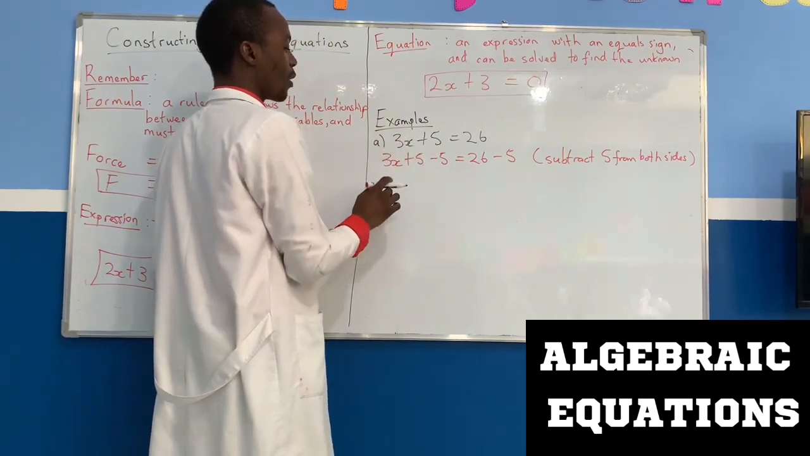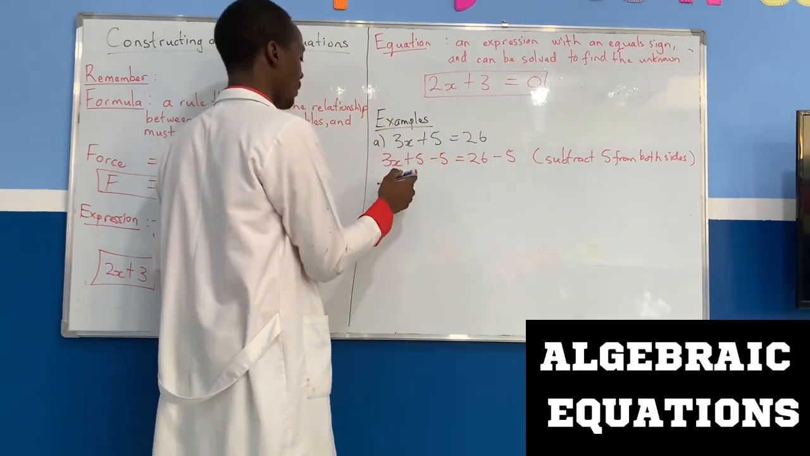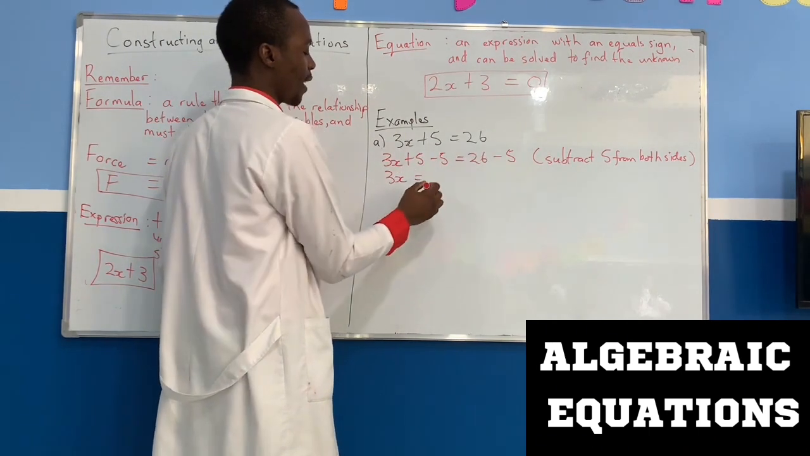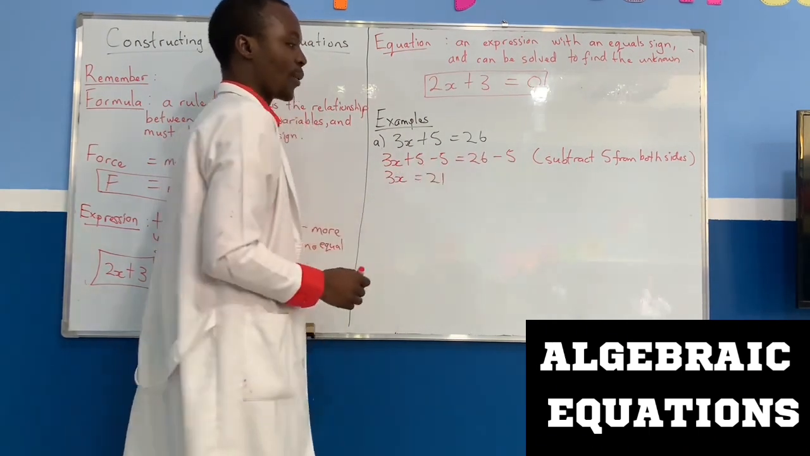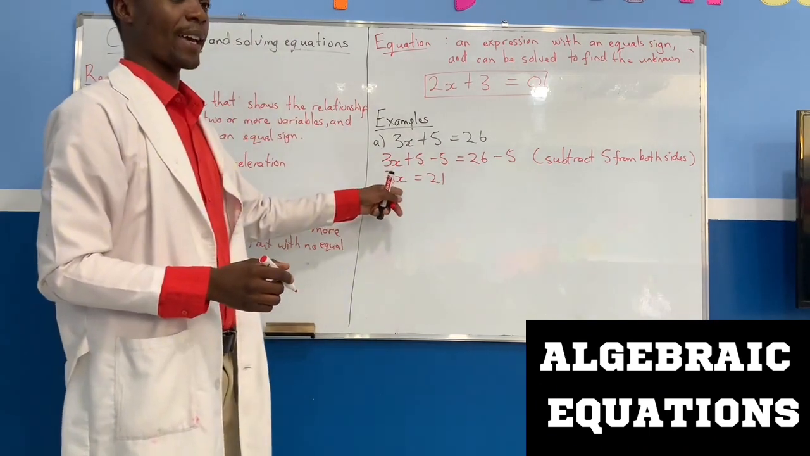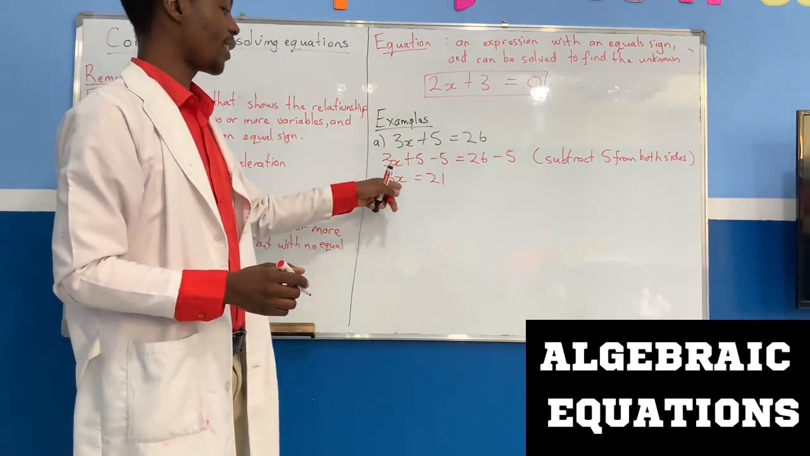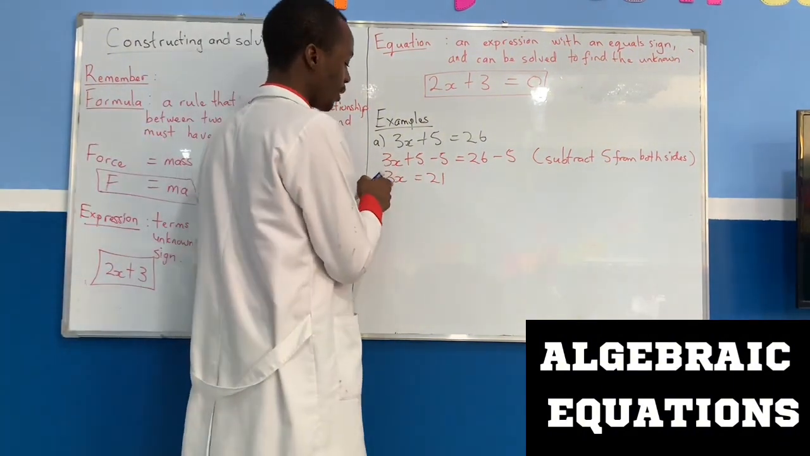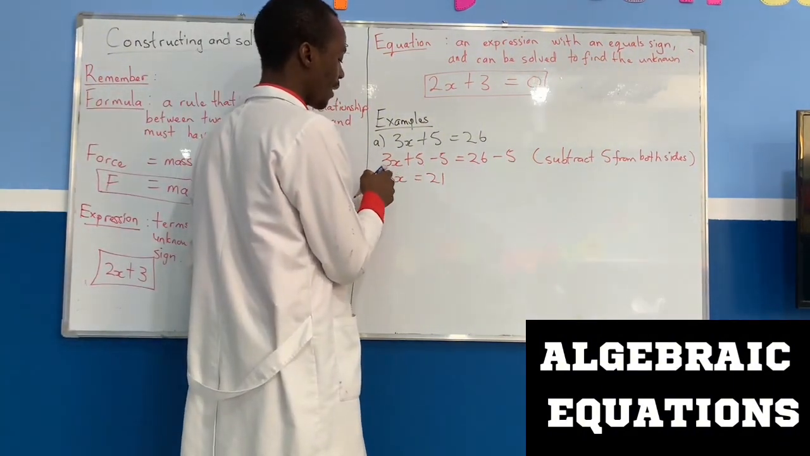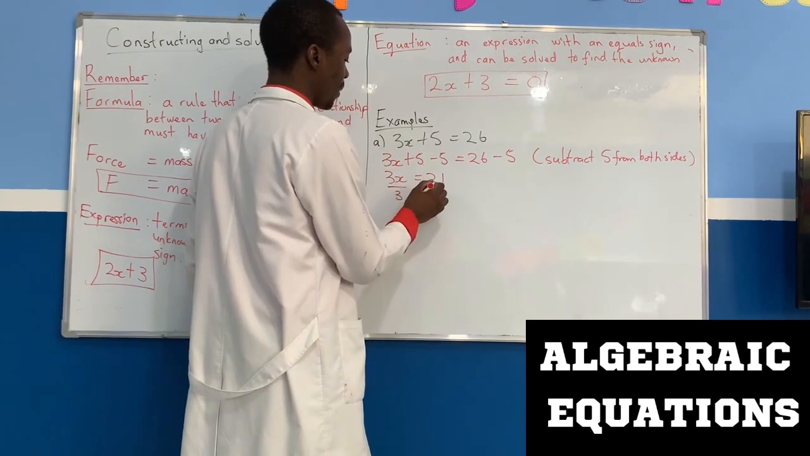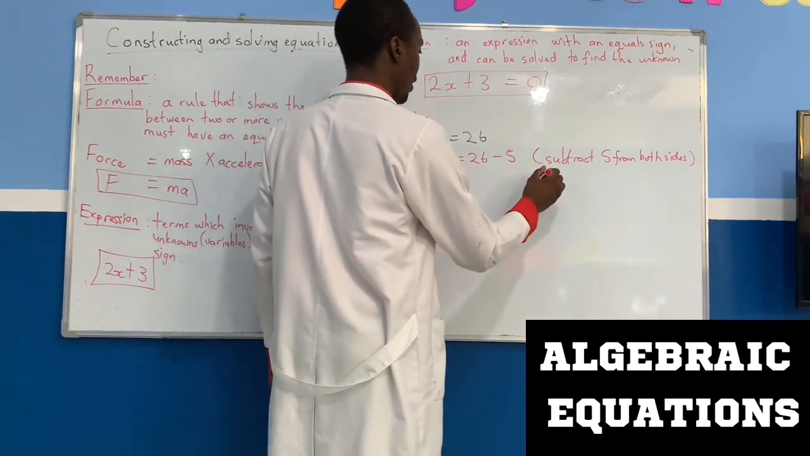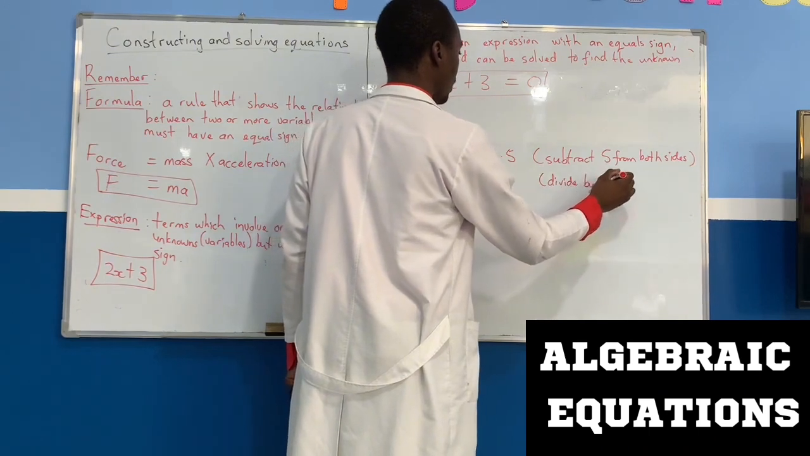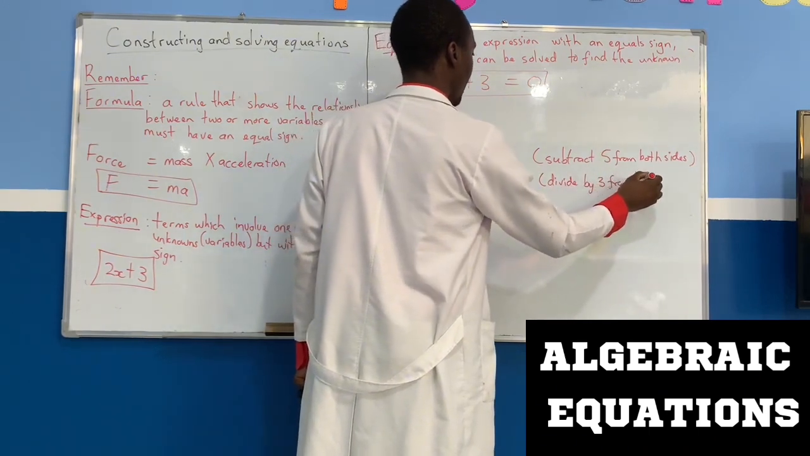Right. So 5 minus 5 gives us 0. So this will be 3x is equals to 26 minus 5, 21. When we get to this stage, what do we do? Since the coefficient of x is 3, we're going to divide both sides by 3. So we're going to say divide by 3 on both sides.